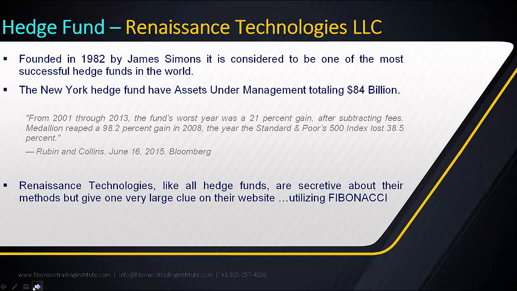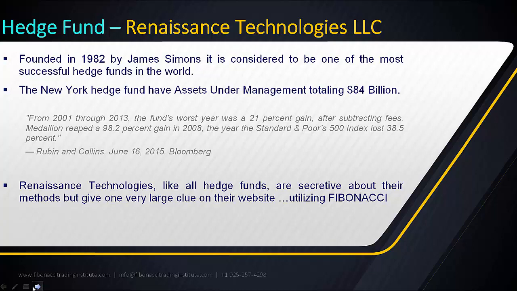If you Google Renaissance Technologies Fund, it never ceases to amaze me when I attend a hedge fund convention that this is the number one topic of conversation. Who is James Simmons? One of the top hedge funds on the planet, based on Fibonacci. From 2001 through 2013, the fund's worst year was a 21% gain after subtracting fees. Before the fees, it was 28%. Medallion reaped a 98.2% gain in 2008 when the S&P 500 index lost 38%.